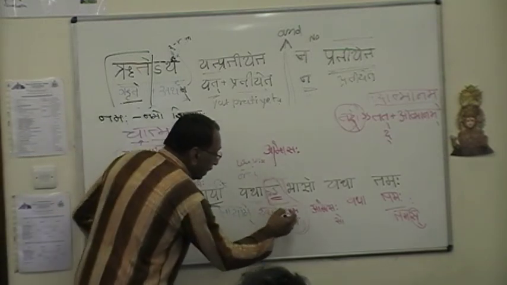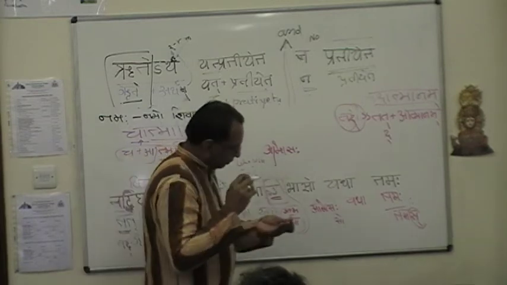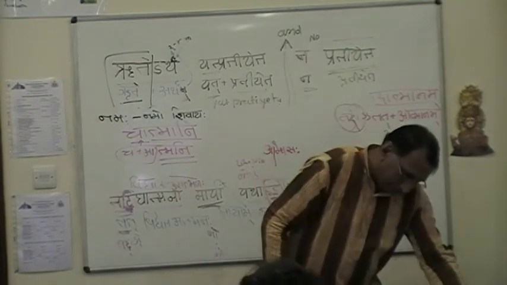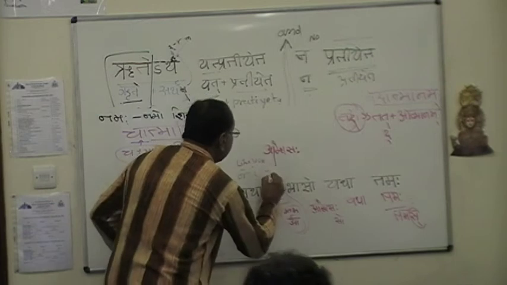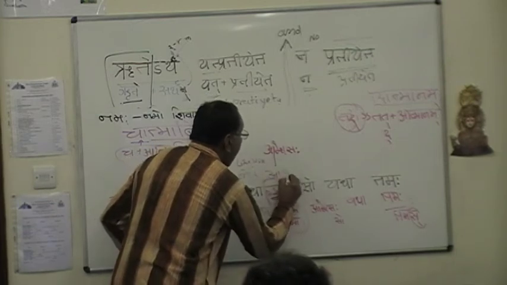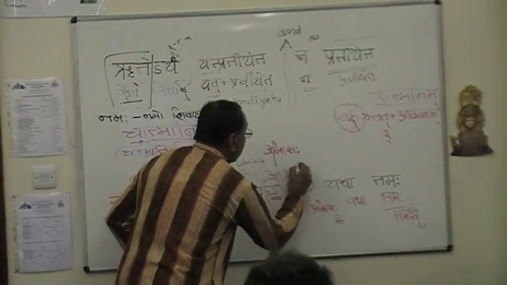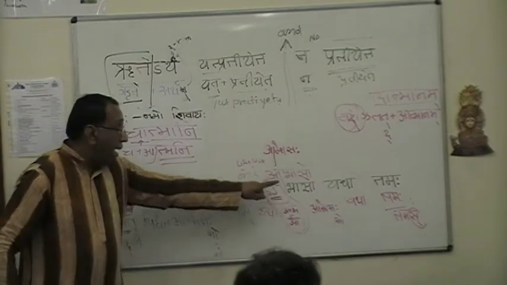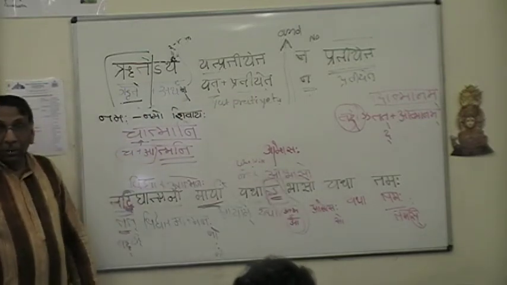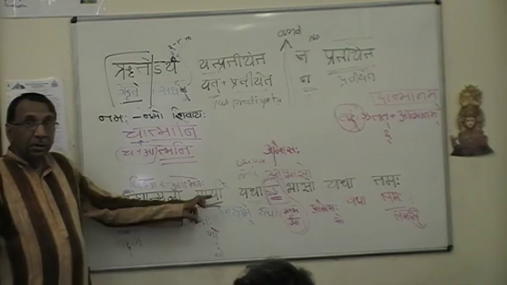So what is the meaning? That is A. That is A. Then Bha Sho. So the word is A Bha Sho. Abhyas, as in abhyas.